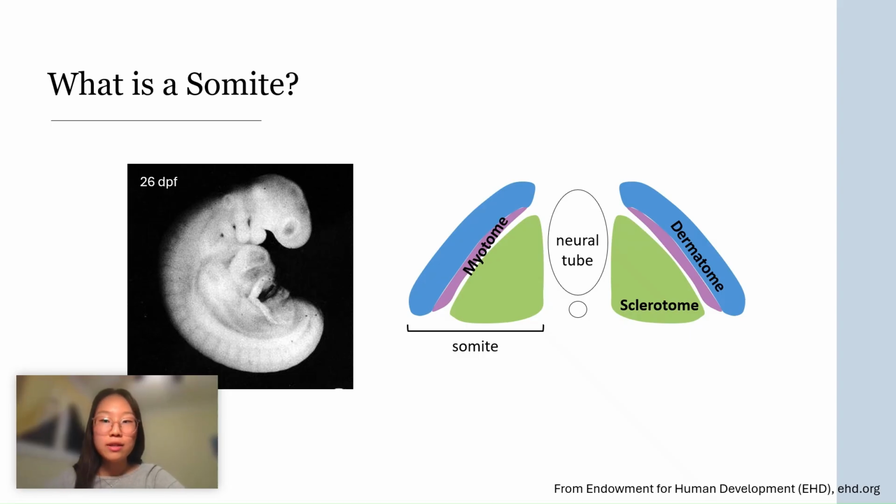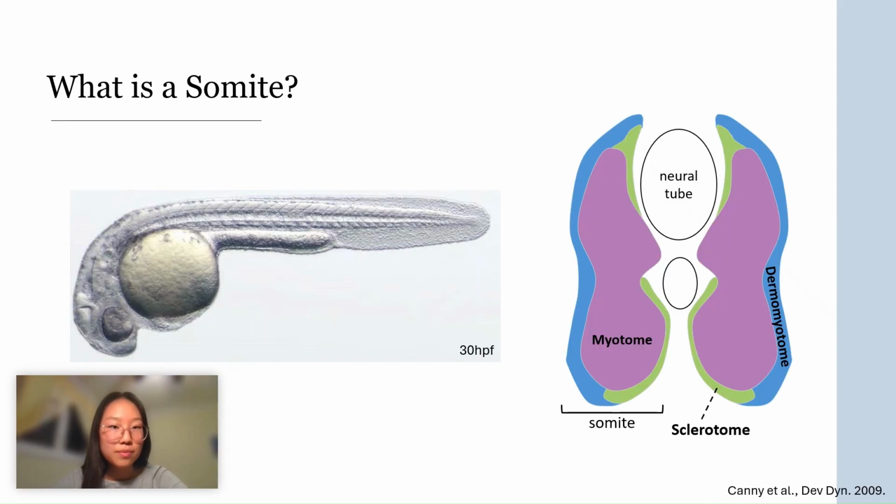So the myotome later gives rise to our muscle, the dermatome later gives rise to our skin, and the sclerotome later gives rise to our vertebrae, among other things. And so understanding how somites develop into these structures is important because it helps us to better inform treatments for embryonic defects. So since this process is difficult to study in human embryos, I used zebrafish as a model.